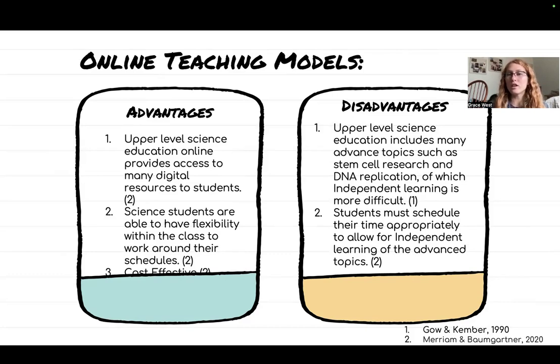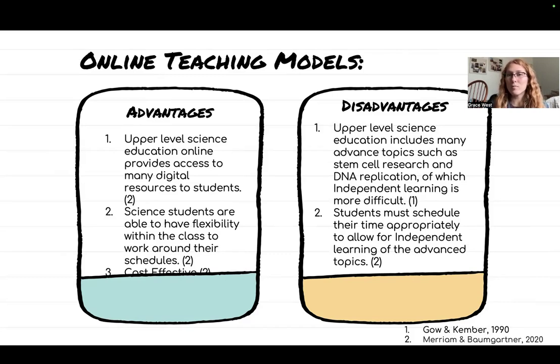Now, online teaching models have different advantages. One, upper level science education requires access to a lot of digital resources, and it's able to offer these because the class is online. The second thing is they're able to have a flexible schedule with an online class. The third thing is it is cost effective. There's no gas required to get to school.